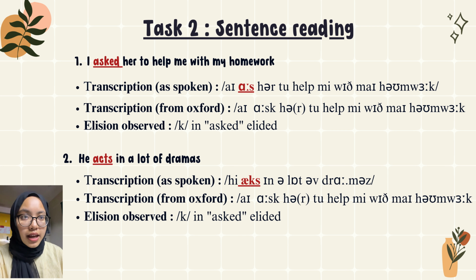Acts, ax, ax. Dropping the t sound simplifies articulation between the k and s sound, which can be hard to pronounce together. This is common in fast or casual speech.